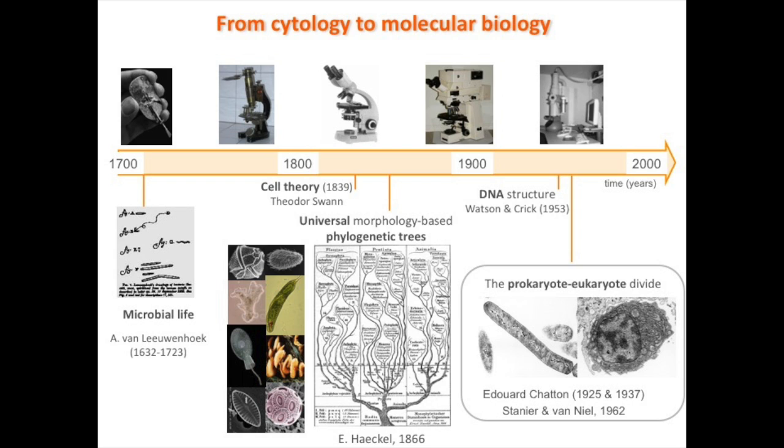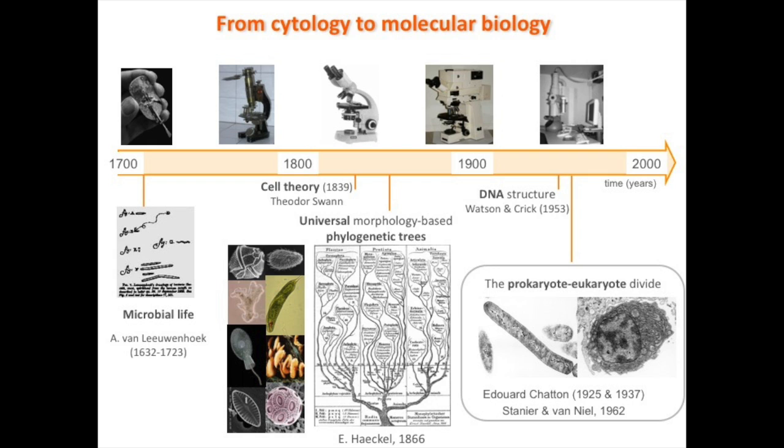But then, this observation of microorganisms with increasingly powerful microscopy techniques led to the elaboration of the first universal phylogenetic trees based on morphological characters. This happened in the 19th century thanks to Ernst Haeckel, a very famous evolutionist, Darwin's follower for a long time, who for the first time tried to include all organisms in a single phylogenetic tree, a tree where the different branching points indicated evolutionary relationships.